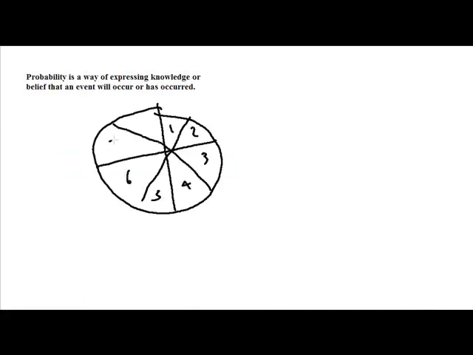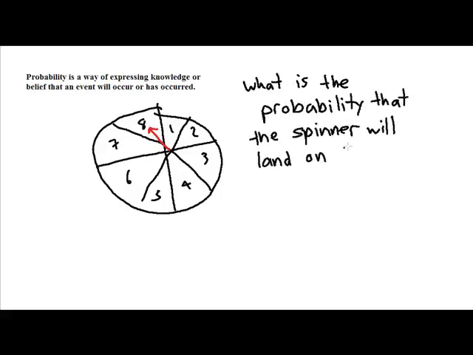Probability is a way of expressing knowledge or a belief that an event will occur or has occurred. What is the probability that the spinner will land on 8 if spun 100 times?